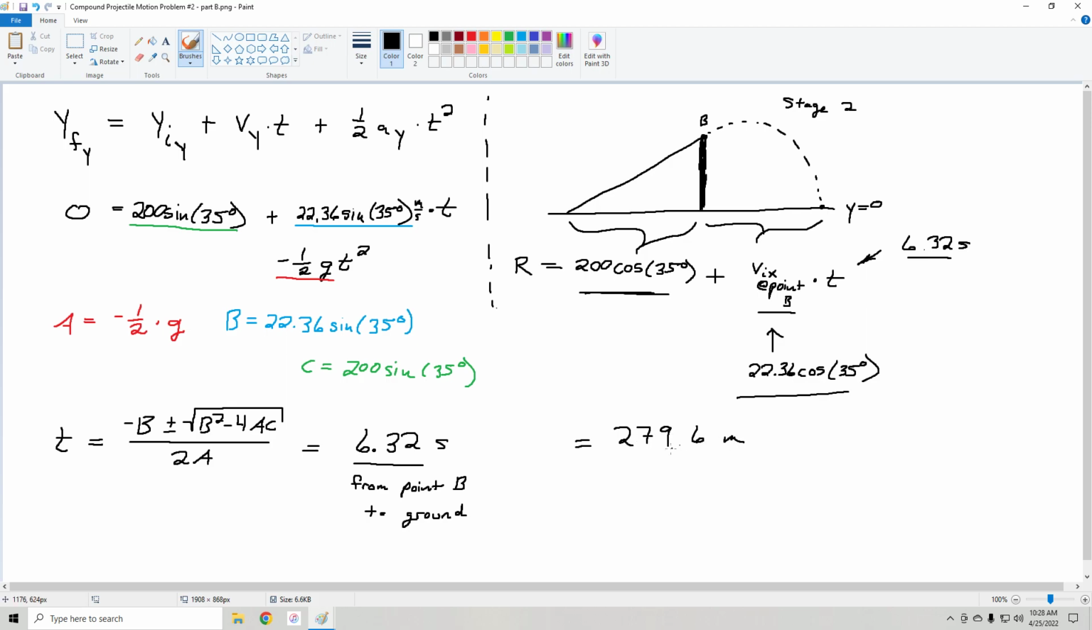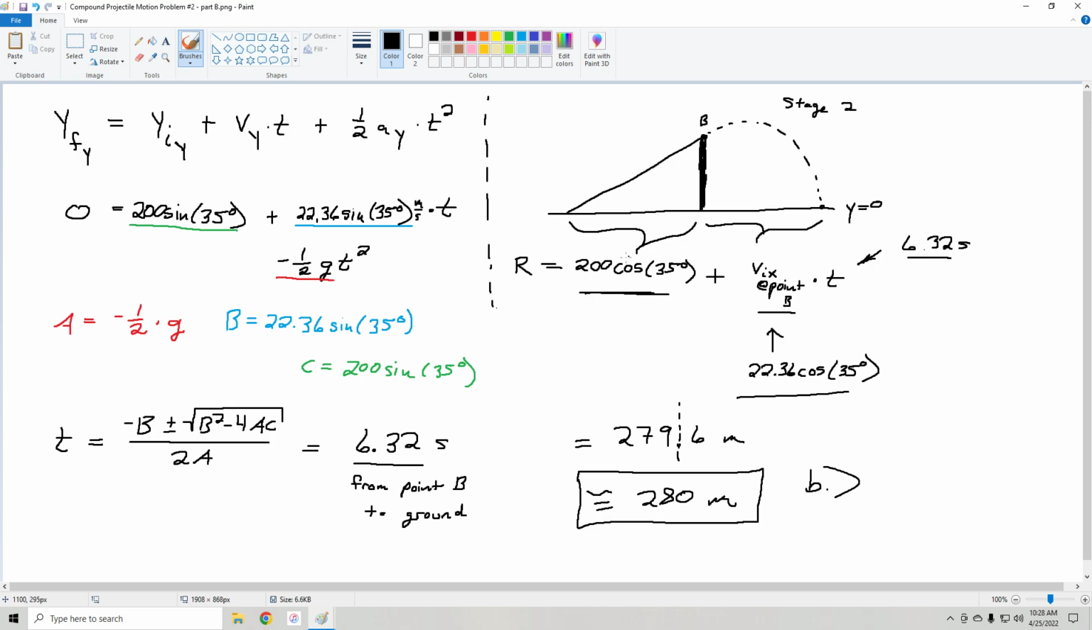279.6 meters, around there. And remember, just like in part A, we need to truncate to 3 significant figures. So here's 1, 2, 3. Cutoff is right there. A 6 is above a 5, so we'll round up. And our answer for part B is 280 meters.